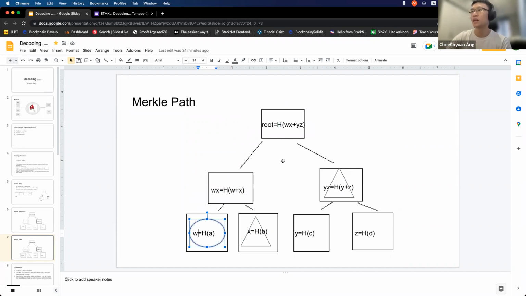That's why the collision resistance property of the hash function is important, because if any of these things changes, the root will be entirely different, and we can say that, hey, A doesn't exist in the tree, or you've given me an incorrect path.